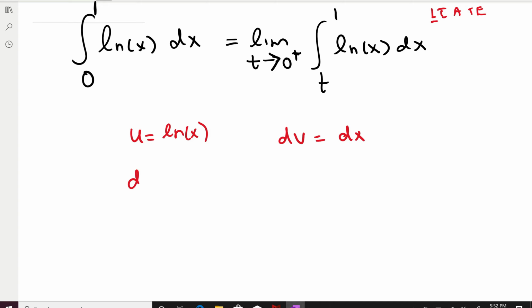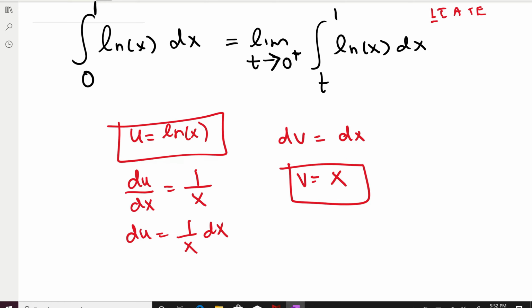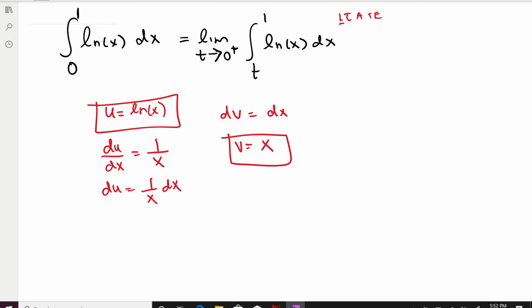Now from u we can take the derivative of u with respect to x, which is going to be 1 over x. That means du is actually 1 over x dx. Great. And we have to find v. If you integrate 1 with respect to x, it's going to give you x. So that's your v. All right. So now we just need to use the integration by parts formula. If you have to integrate u dv, you're going to get uv minus the integral of v du, right? Okay. So let's use that.